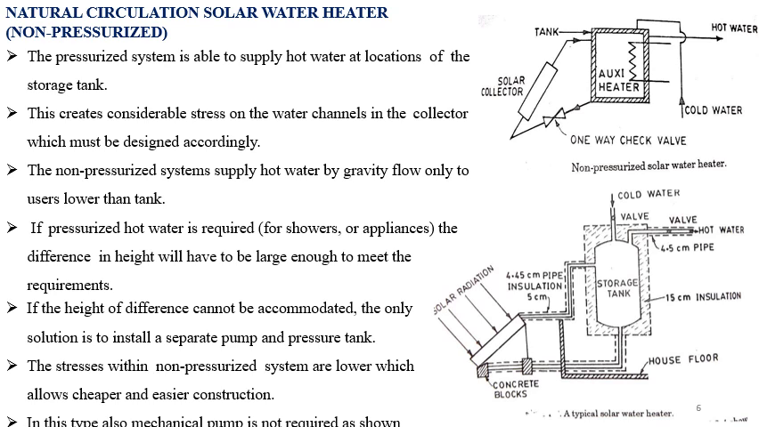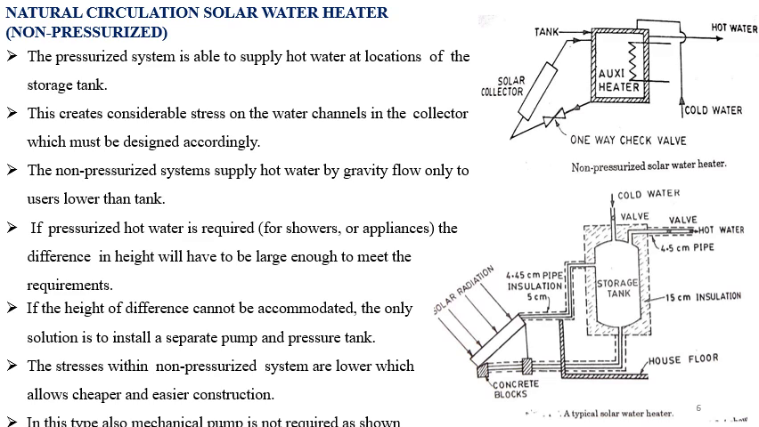And a control unit permits the pump to operate only when the temperature of the water at the bottom of the tank is below that of the water in the upper header. A check valve is needed to prevent reverse circulation and resultant nighttime thermal losses from the collector.